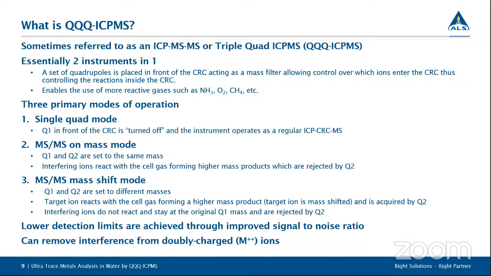Regardless of that, in general, the configuration will be your interface region, which is the plasma cones and your lens stack. Then that will go into your first set of quadrupoles. The ions will then go into your collision reaction cell that may have a reaction or collision gas in it, and then your final set of quads just before the detector to focus or filter out your product ions.